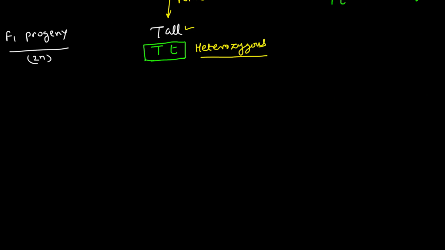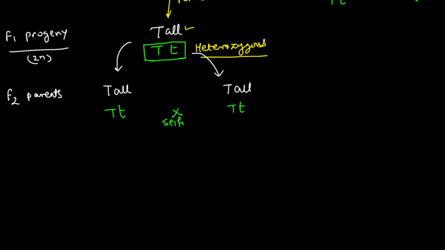So from here on we have to go to the next generation, and this next generation is called the F2 generation. First we are going to start with the F2 parents. In the F2 parents, what Mendel did, he took the F1 progeny only and he crossed them. So he took two F1 progeny, the tall plants with the genotype capital T small t, capital T small t, and he actually self-crossed them. That is called selfing that we are talking about.